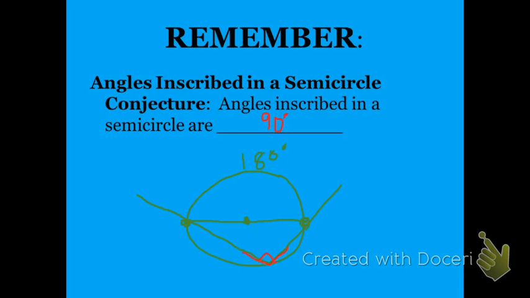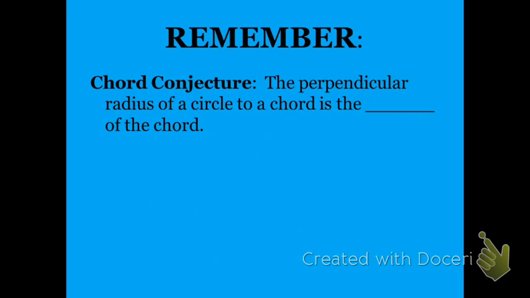One last conjecture that we need to review is the chord conjecture. The perpendicular radius of a circle to a chord is the blank of a chord. What this is saying is, let's say you have a circle, the center, and a chord. If I draw a radius from that center so that it's perpendicular to the chord, what else is special about that chord? If I went straight up so that this radius intersected the chord at 90 degrees, then it's also going to cut the chord in half.